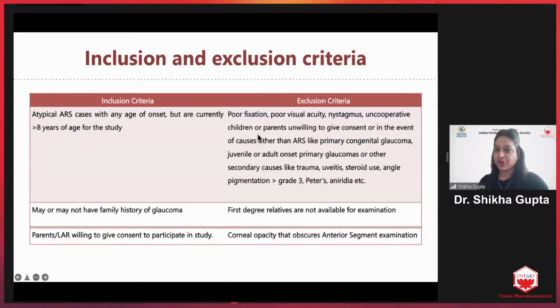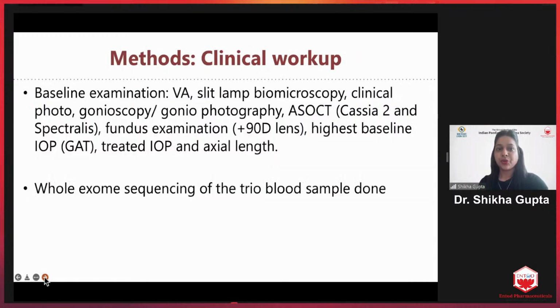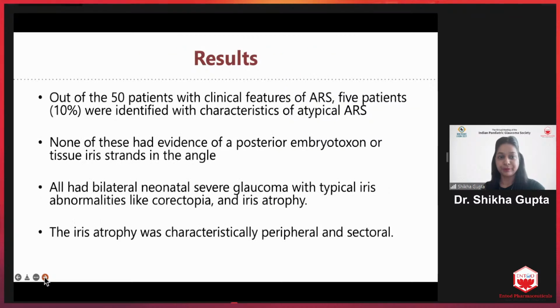Cases with poor fixation, poor visual acuity, nystagmus, uncooperative patients, and causes other than ARS were excluded. So we did a strict phenotyping, including examination like visual acuity, slit-lamp biomicroscopy, clinical photograph, gonioscopy, ASOCT, fundus examination, IOPs, and whole exome sequencing was performed.